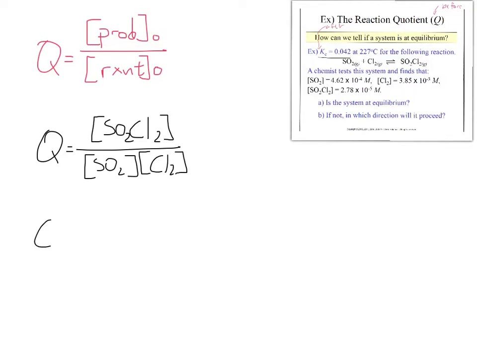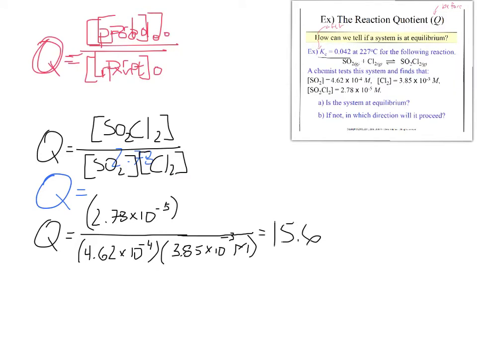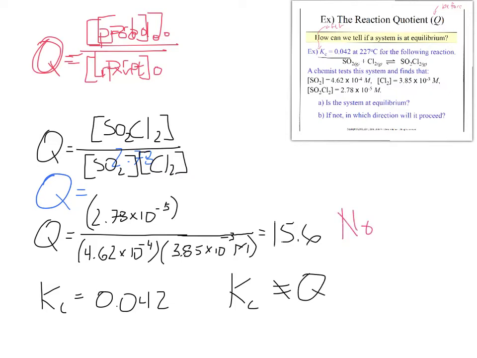To figure out the value of Q, we use the initial concentrations, which are given to us. We solve like we would for a K, and we find that Q is 15.6. All we've done here is get a value that we can then compare to the Kc. We know that Q equals 15.6, and we know that the Kc should be 0.042. What we find is that the Kc is not equal to the Q. That means the system is not at equilibrium.